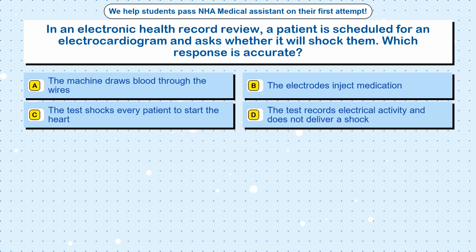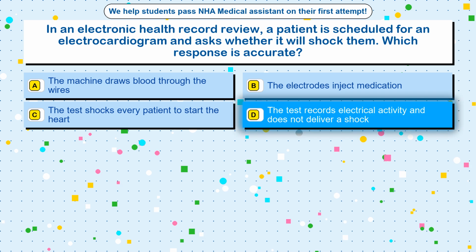Question 18. In an electronic health record review, a patient is scheduled for an electrocardiogram and asks whether it will shock them. Which response is accurate? Option A. The machine draws blood through the wires. Option B. The electrodes inject medication. Option C. The test shocks every patient to start the heart. Option D. The test records electrical activity and does not deliver a shock.